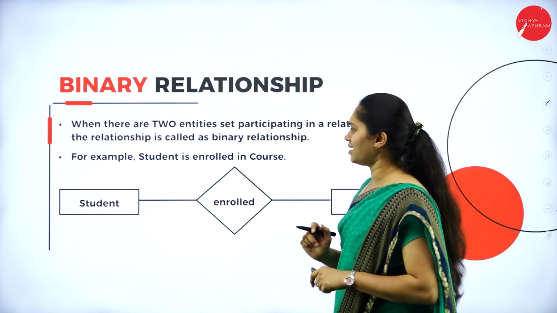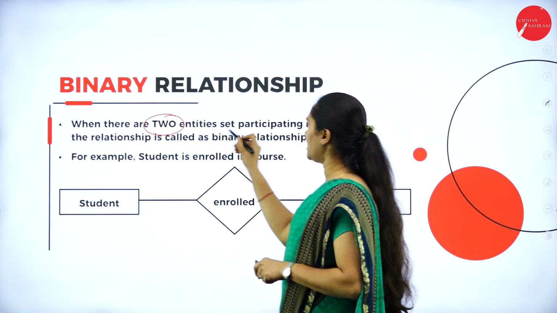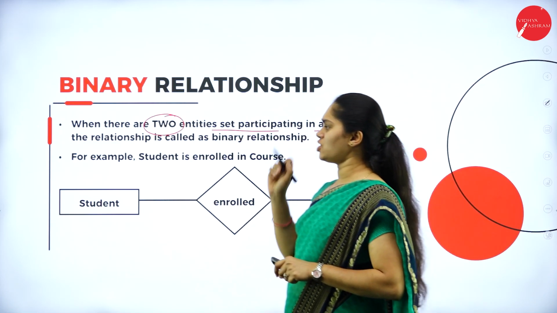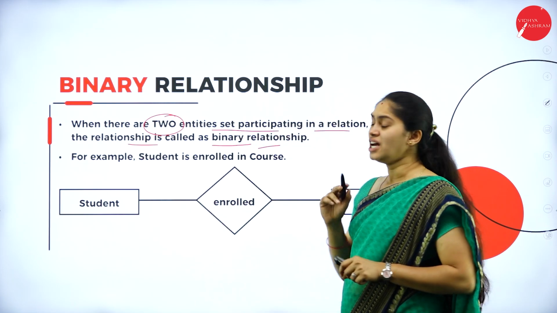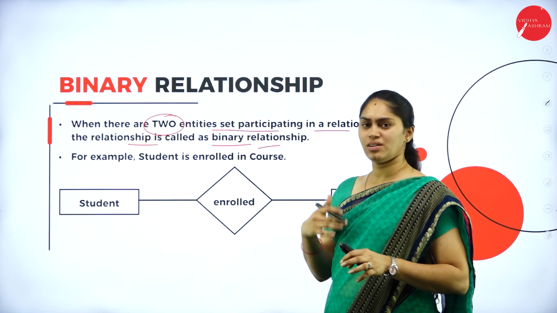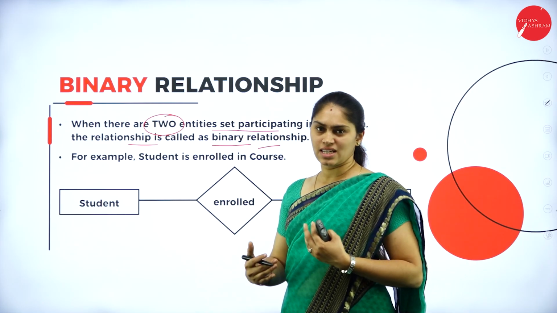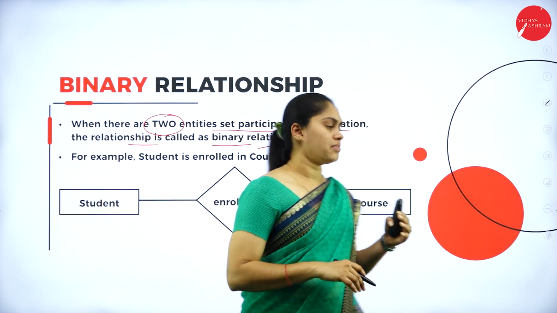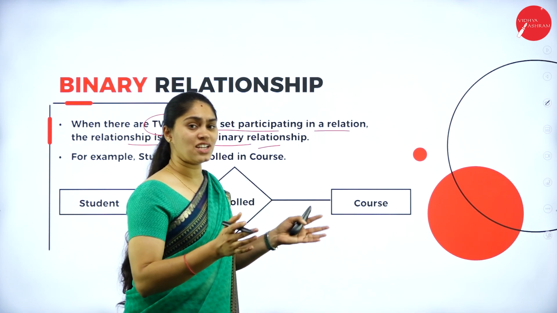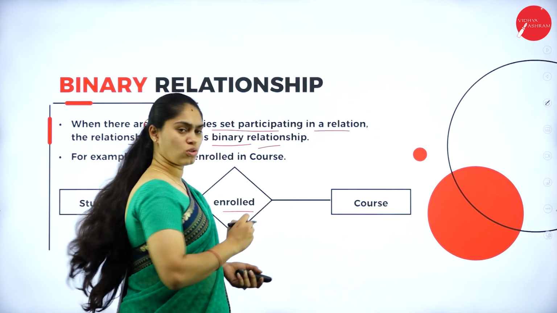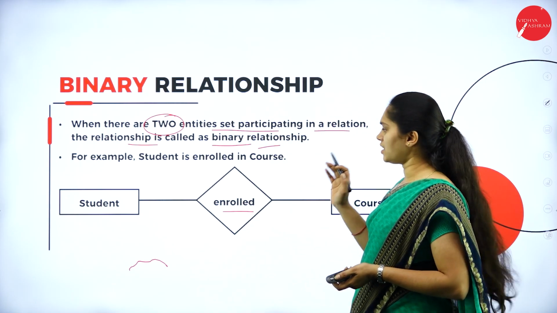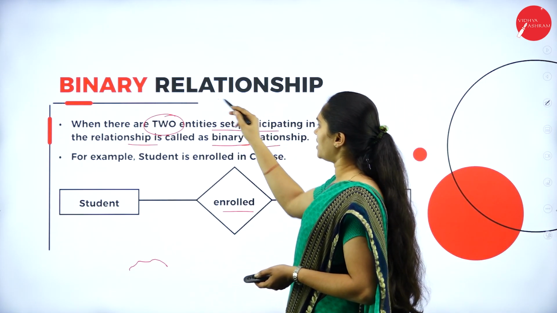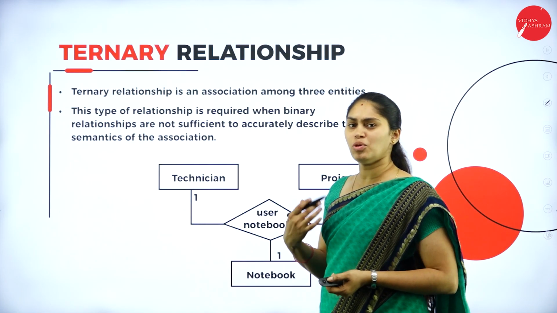Then what about binary? When there are two entity sets participating in a relationship, we say that kind of relationship is a binary relationship. Here we have two entity sets: one is the student entity and another is the course entity. What is the relationship between them? They are enrolled: a student has been enrolled for a particular course. We say this is a binary relationship.